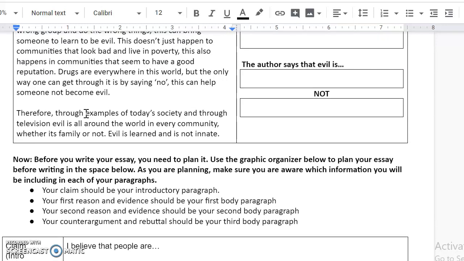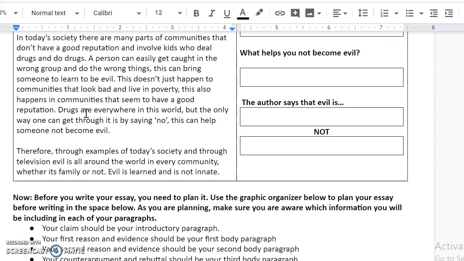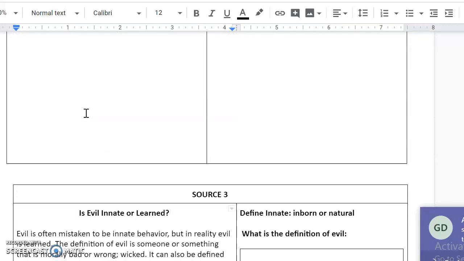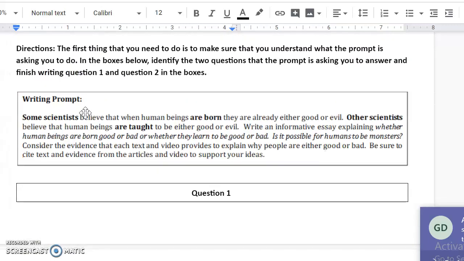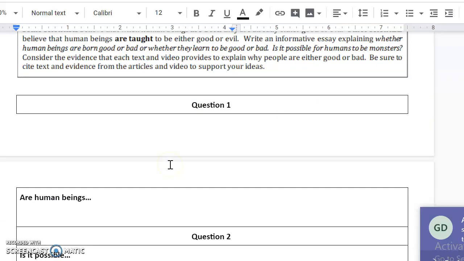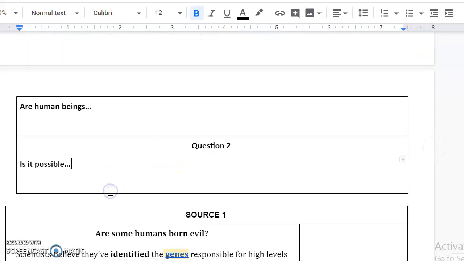Once we have gone through all 3 sources, we need to start planning our essay. So remember, what 2 questions are we answering in our essay? Let's look up here at the prompt. Are human beings born good or bad, or do they learn to be good or bad? And is it possible for humans to be monsters? You should have written that right here earlier.